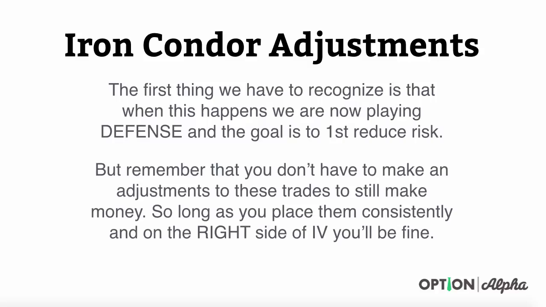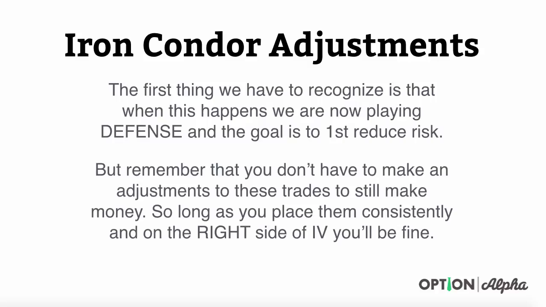And this is so important with iron condor trades. So long as you place them consistently in small amounts, meaning small trade sizes, and you're on the right side of implied volatility, meaning you're not trading these when implied volatility is low, you're trading these when implied volatility is really high, you'll still be fine and you'll make money. So making an adjustment to an iron condor is not a requirement. It does help long term to make adjustments to iron condors and to make them in the fashion that we're going to go over here in a couple minutes, but you don't have to do it.